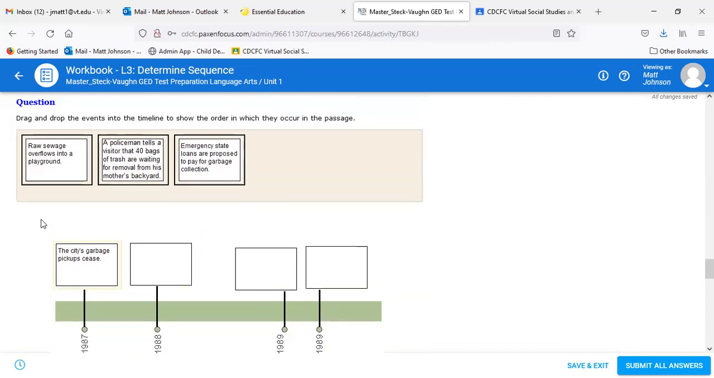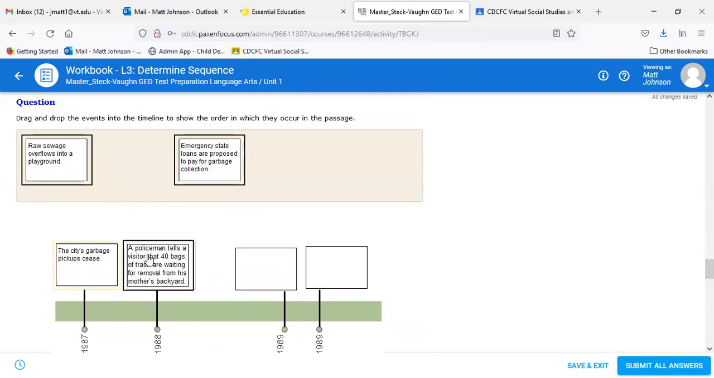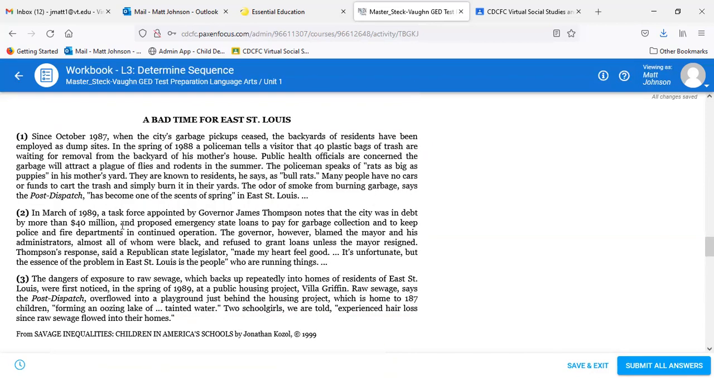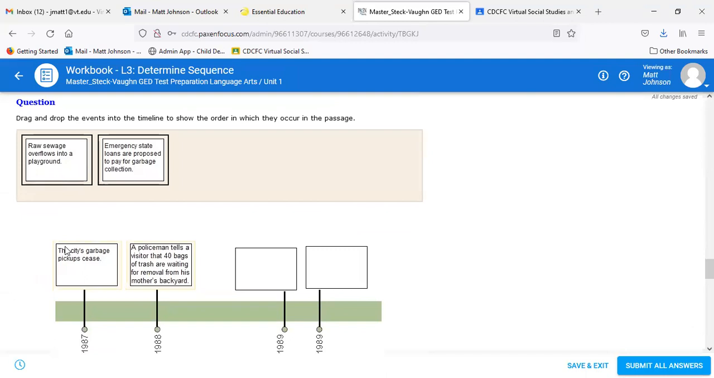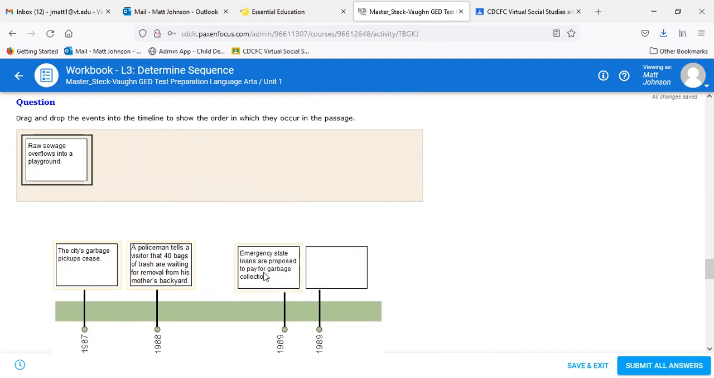A policeman tells a visitor that 40 bags of trash are waiting for removal. Yeah, that's 1988, right? So in the spring, and that's all of our signal words there. So October 87, spring of 88. So we're moving forward. Policeman tells visitors that 40 bags of trash are waiting for removal. And what's next? Emergency state loans are proposed to pay for the garbage collection. There you go. That's in early 89.